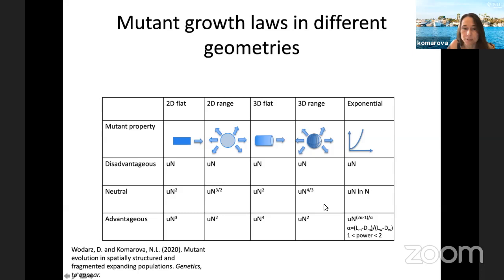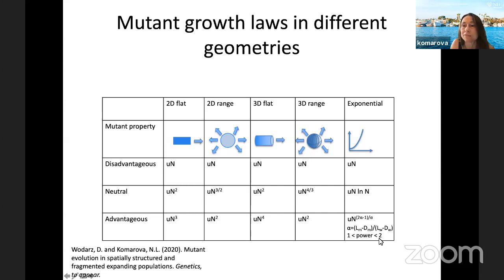Advantageous mutants, the same thing. So here is the law. This was derived by Yoi Wasa and colleagues. I forgot to put a reference here. So this power here has to do with how advantageous they are. So it changes depending on the advantage. Not the case here, by the way. So this power is between one and two if you look at it. So it grows as a power law with the power between one and two. Look at all these. Oh, by the way, two is never achieved. Two is when the advantage is infinitely large.